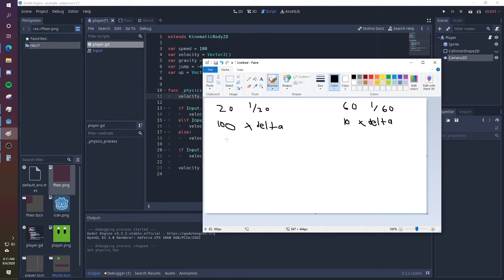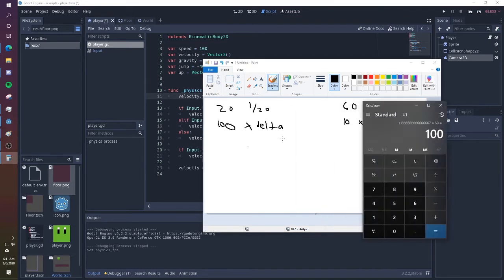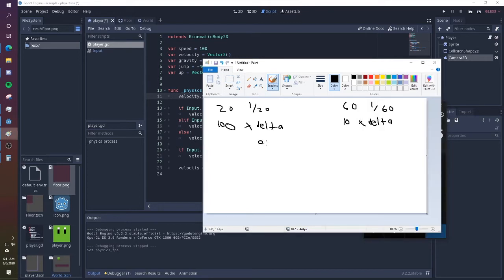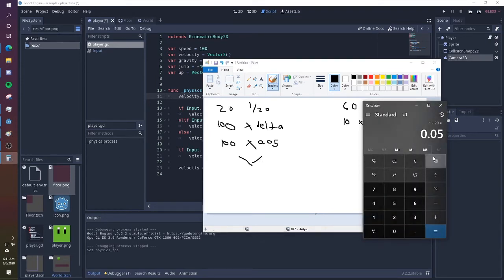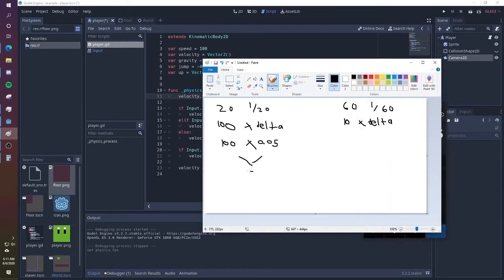So we take 100 times delta. Now first we have to solve for delta. So if we go 1 divided by 20, right now for 20 frames per second, our delta value is 0.05, times 100, because that's our gravity value. So this is going to end up equaling 5.